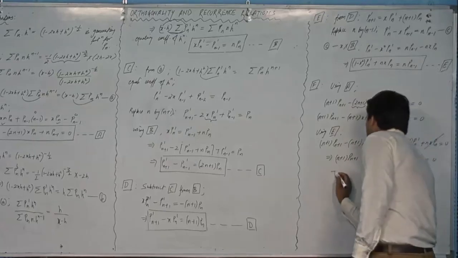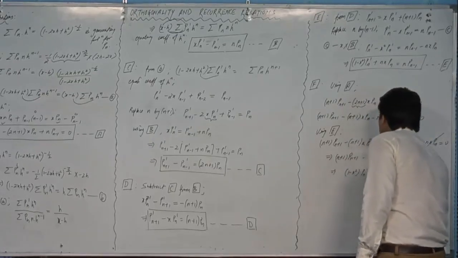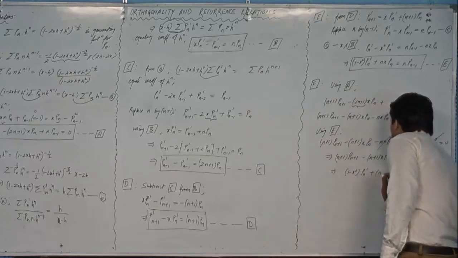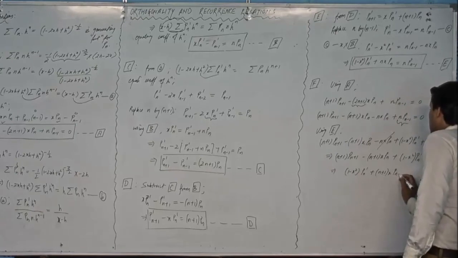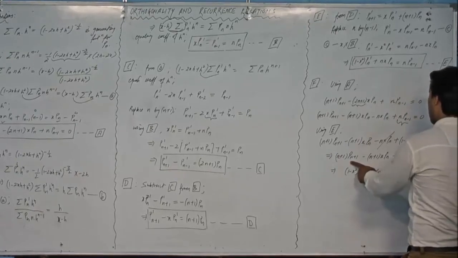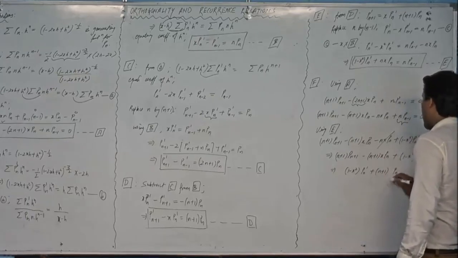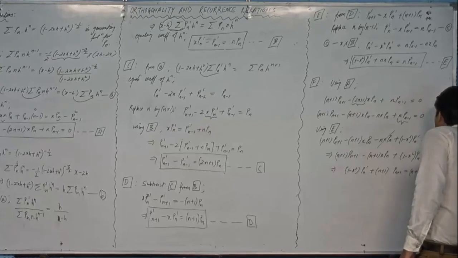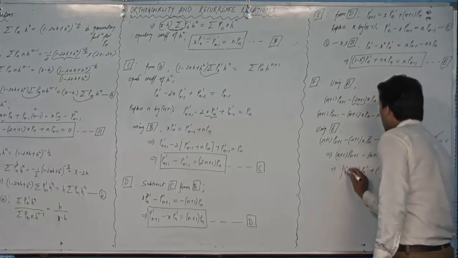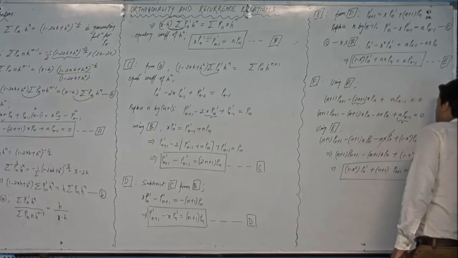Or you can write it this way also: (1 minus x squared) Pn' equal to (n+1) P(n+1) minus (n+1) x Pn. This is the last recurrence relation, F, right?